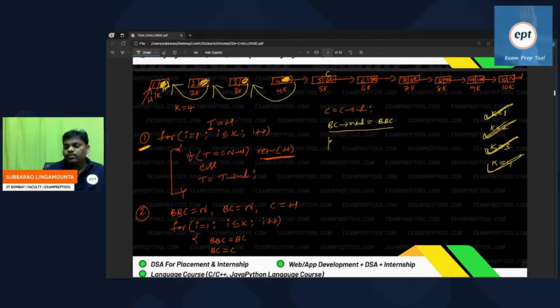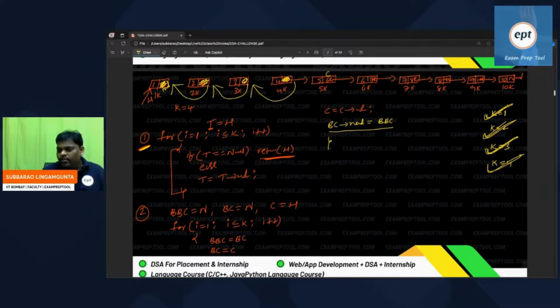K people reverse. So for every K value, one node will be reversed. But remember, K value 1 means current will be at the second place, because one node, the first node, is reversed. K value 2 means the second node is reversed, but current will be at the end of the second place. I think 4 rounds are over, 4 nodes are reversed. So current will be at the fifth node. I think everything is fine.